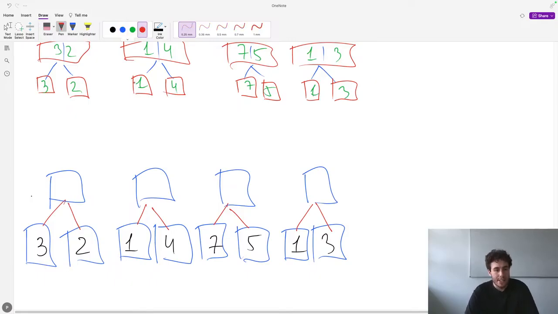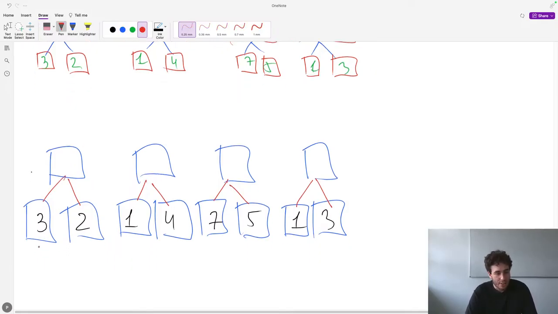So let's give these indices. In green, I'm going to draw indices. So this is index 0, 1, 2, 3, 4, 5, 6, 7. These are the indices of our initial array, and black are the values of the initial array. So I just have segments of length 1, so just one value.